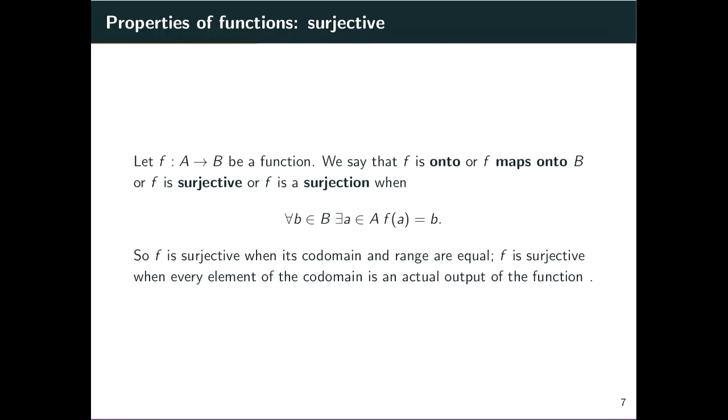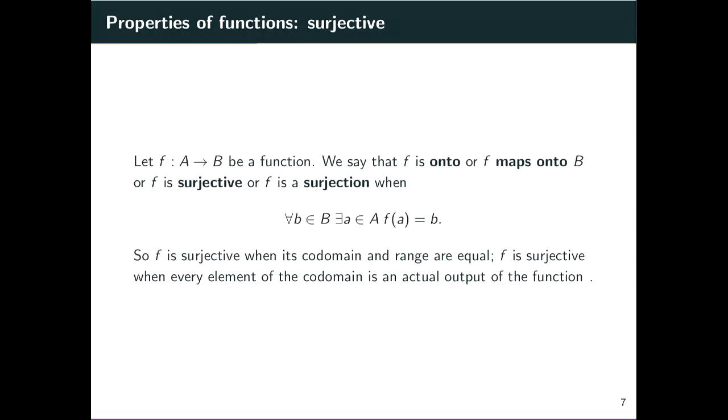Okay, so now we've got the next property of a function, which is surjectivity. So if we've got a function from A to B, we say that f is onto, or f maps onto B, or f is surjective, or f is a surjection. And when do we say this? If for every element in our codomain, so every element in B, there exists an element in our domain that maps to it under f.